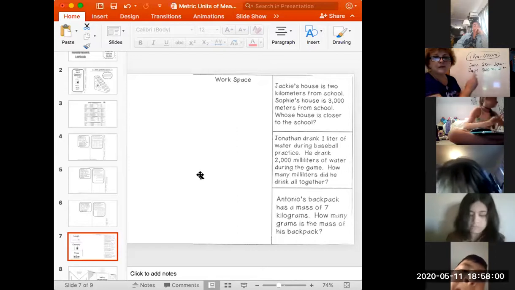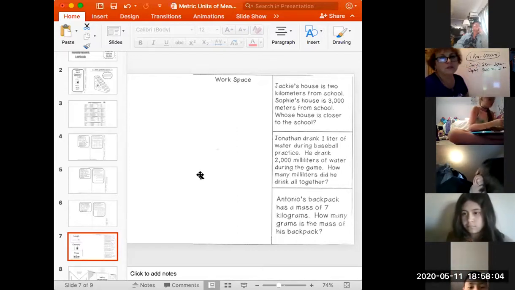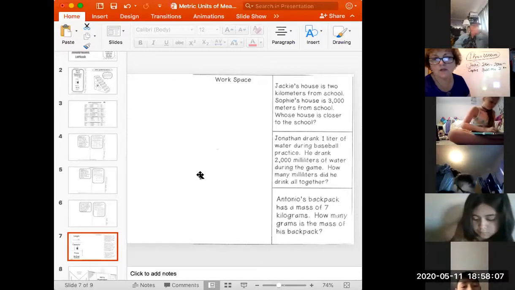So which one of these is going to be closer to the school? Jackie. Okay. Jackie's going to be closer to the school. Does everybody understand that?